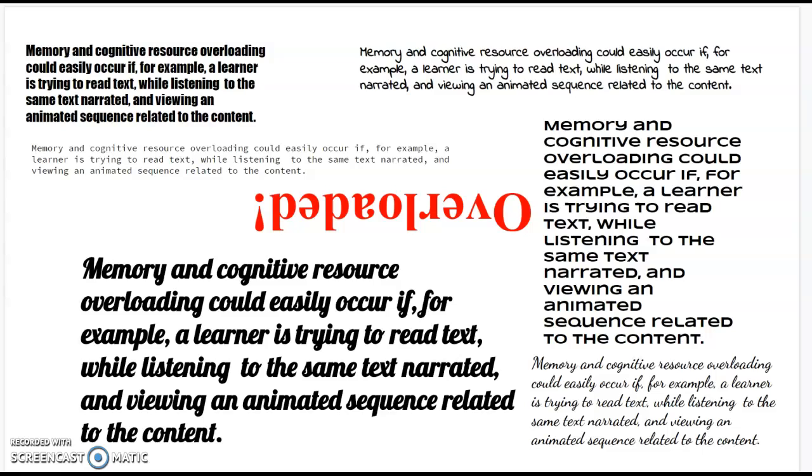According to Clark and Mayer, memory and cognitive resource overloading could easily occur if, for example, a learner is trying to read text while listening to the same text narrated and viewing an animated sequence related to the content. There is too much going on for anyone to process the information, as illustrated on this slide.